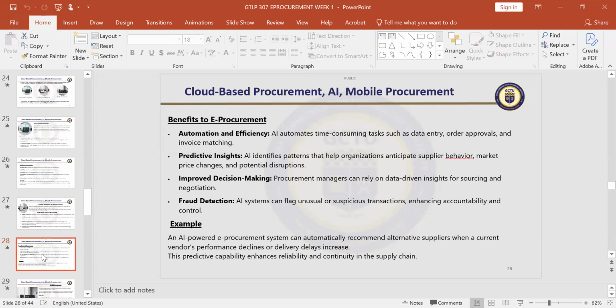AI systems can flag unusual or suspicious transactions, enhancing accountability and control. If a supplier has been reported several times by other customers that the defect rate is high, the delivery time is not good, or sometimes the supplier will take your money and will not deliver, the artificial intelligence in the system will take all these things and automatically flag that supplier. So even if the supplier pops up and you click on it, it will not allow you to have access or have any interaction with the supplier.